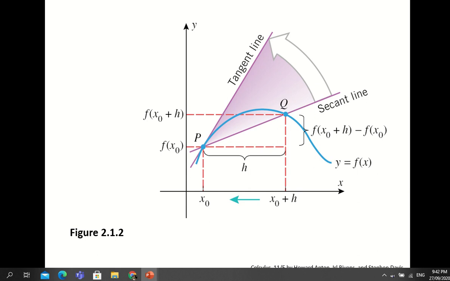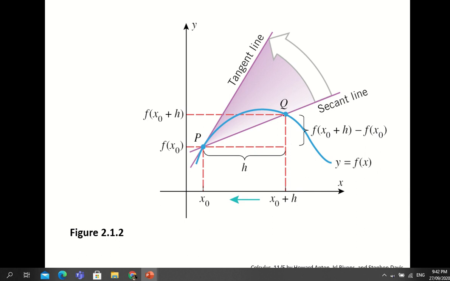and this time our Q has the coordinates, for the x part, the abscissa, x sub 0 plus h. We just add, the total distance from the y-axis to that point Q is x sub 0 plus h. So this is the horizontal component of the point Q, and the vertical component of point Q is the value of the function at this point, which is just substituting x sub 0 plus h into the given function, and you have the vertical component.